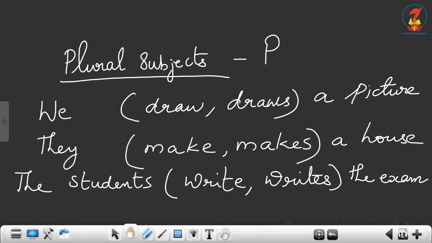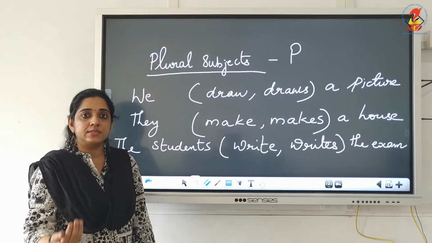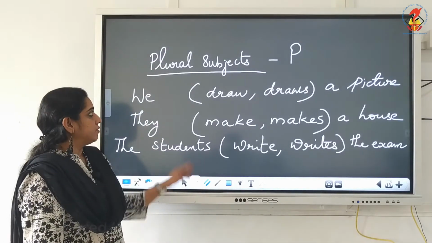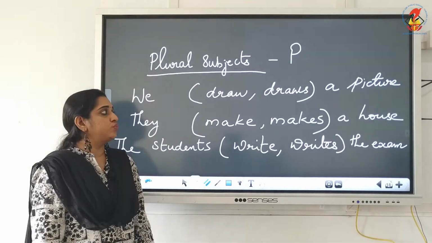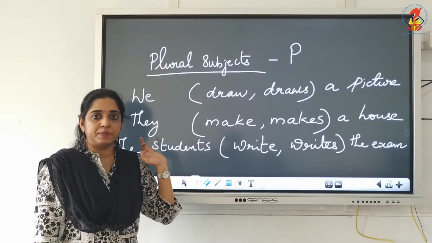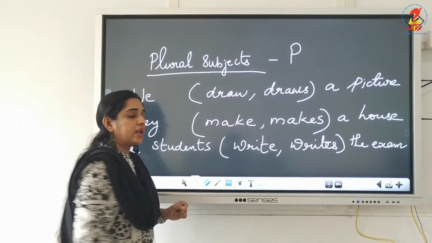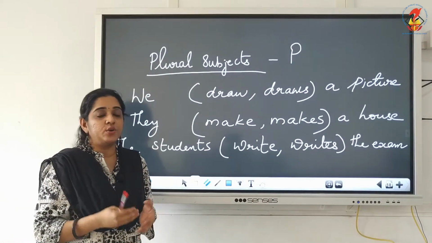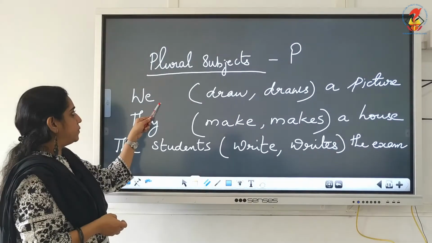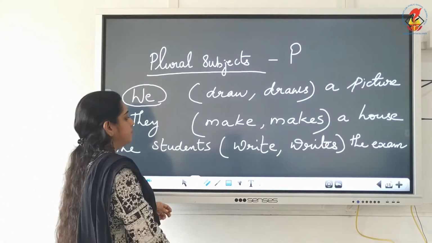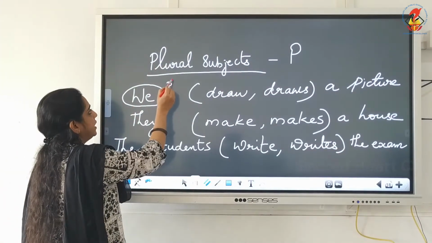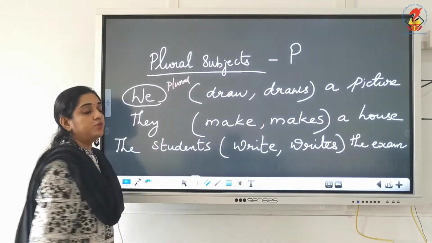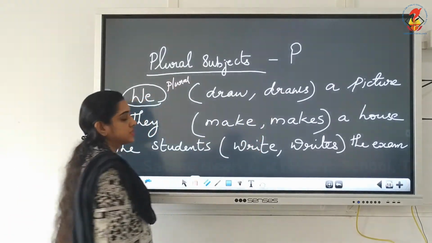how about a plural subject? If a subject is plural, how can you make it in simple present tense? What will be the answer? We draws a picture. Which verb will you select? Both are in simple present tense. Okay, these two verbs are in simple present tense, but which one will you take? Since this is plural, which form of the verb will you take? We is plural. So which form of the verb will you take? Is it draw or draws?